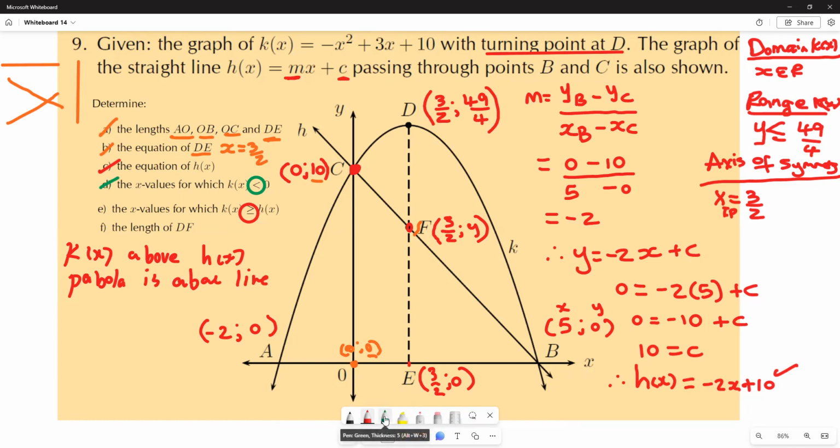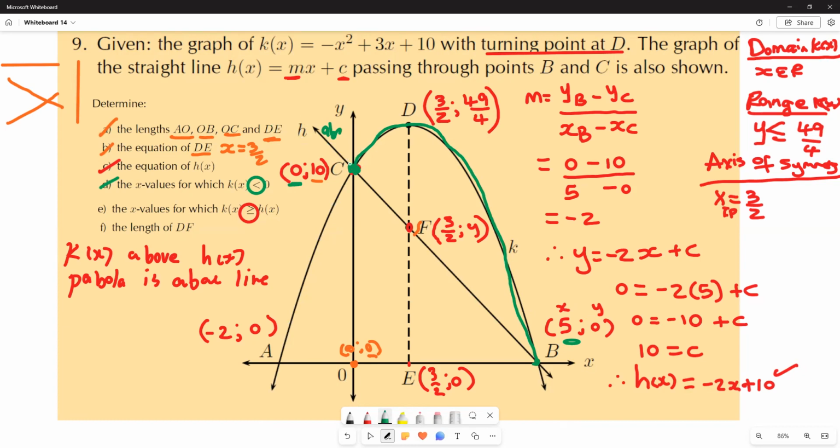So I'm going to highlight where the parabola is above the straight line. It's from this point. This is above, it's above, it's above, up until there. You see? Perfect. So basically, it's going to be from x = 0 to x = 5. That is where the parabola is above. Because if you check here, the straight line from here is above. This one is below, so this part is out.